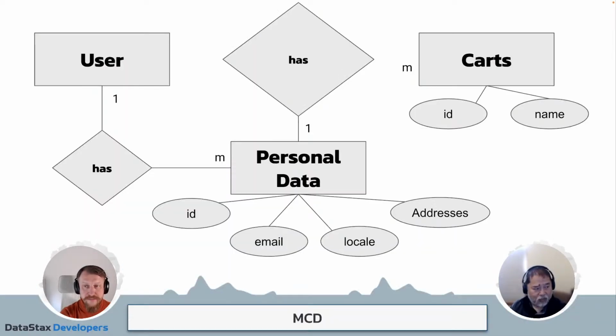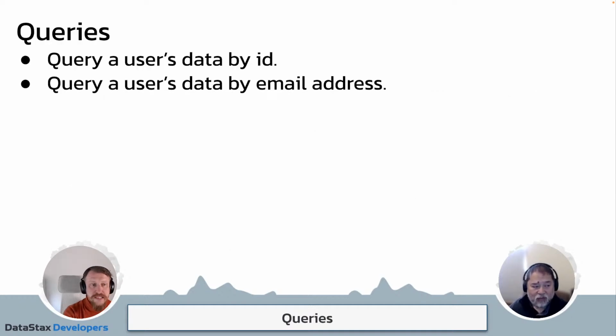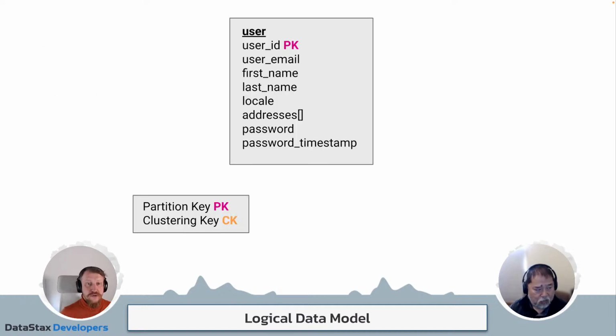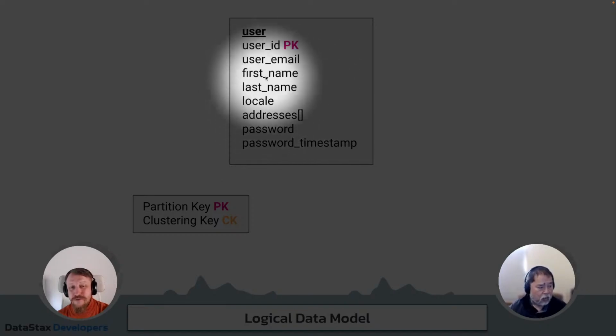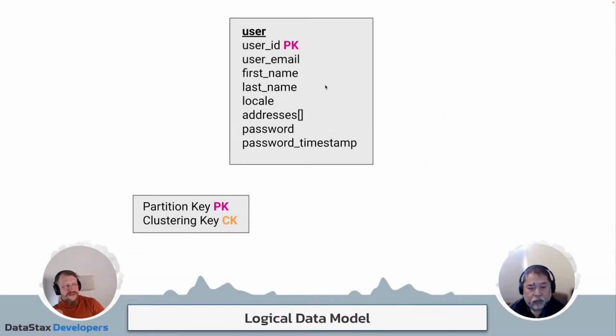For the user profile, each user has some personal data like addresses, emails, and cards. So our idea for a customer profile is going to be very simple: query user data by ID and query user data by email address. So the idea is going to be simple. We can think of a logical data model like this: user having user ID as a primary key, user email, first name, last name, addresses, and so on.